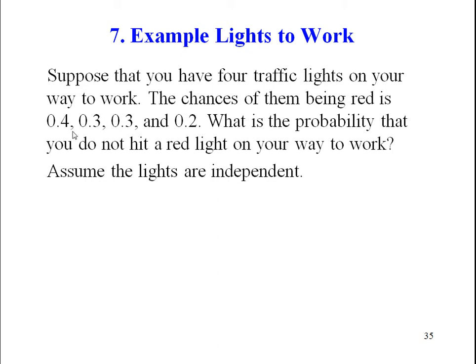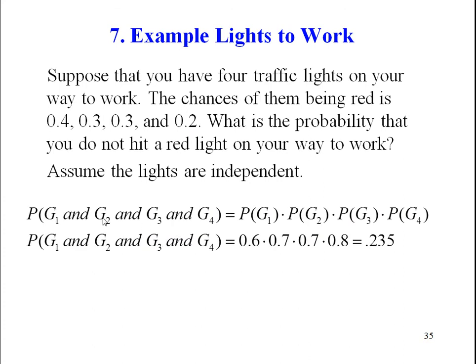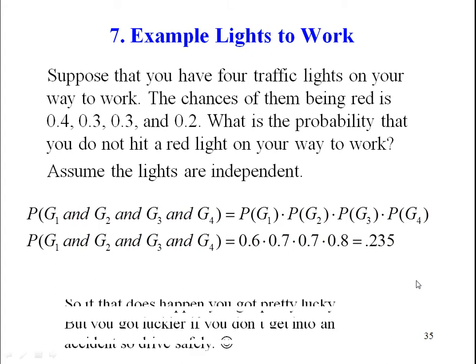What's the probability of greens? Well, we take the complement of this, that would be 60%, 70%, 70%, and 80%. Complement rule, right? So what's the probability of all greens? Well, you just multiply those together. 0.6 times 0.7 times 0.7 times 0.8, and you get about a 23-24% chance. So if that does happen, you got pretty lucky.